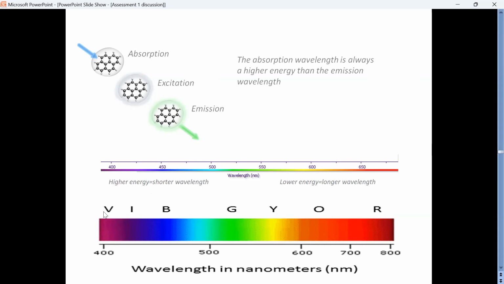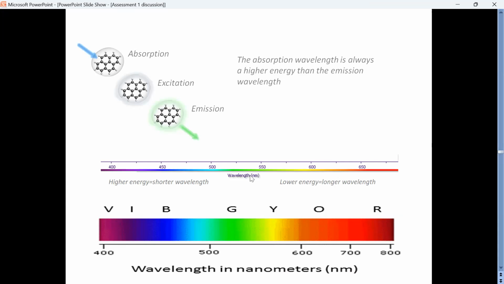So when you use a violet laser, the emitted light from the fluorochrome can be blue, green, yellow, orange, or red. When you use a blue excitation light or a blue laser, the emitted light will be green, yellow, orange, or red. It cannot be violet. Similarly, when you are using a red laser as an excitation source, the fluorochrome will be excited by the red light. The emitted light will be somewhere in the infrared region. It cannot be blue or violet or green or yellow or orange. Okay, this you need to understand.